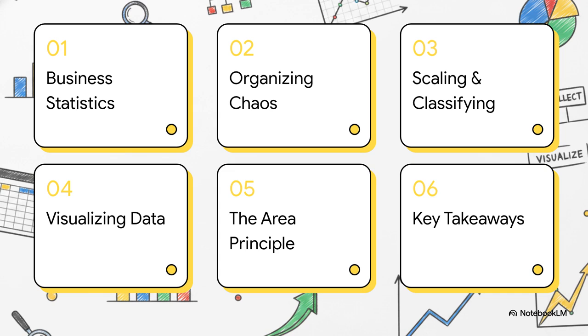All right, let's look at our roadmap. We'll hit 6 key milestones today. First up, what is business statistics? Then 2, organizing the raw chaos. Followed by 3, scaling and classifying data. 4, visualizing the data story. 5, the area principle rule. And we'll wrap it up with 6 key takeaways. Let's see exactly how data transforms from messy inputs to split-second decisions.